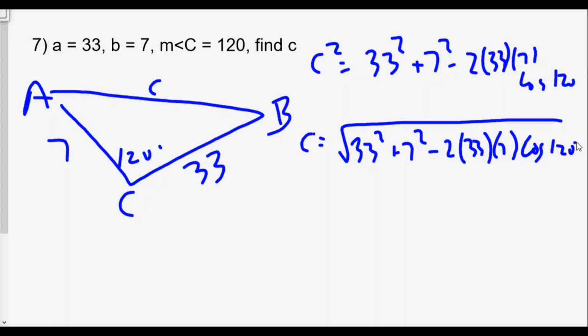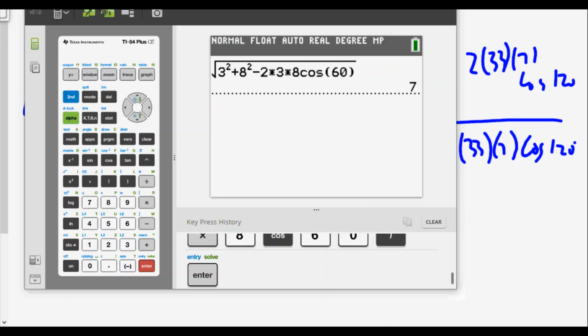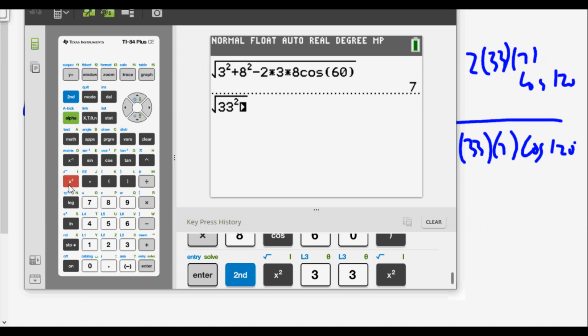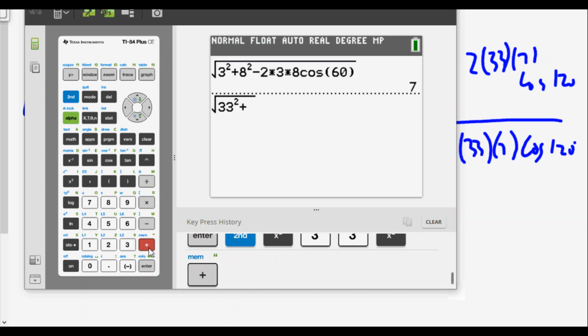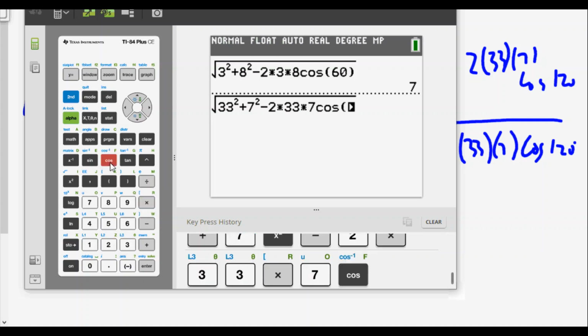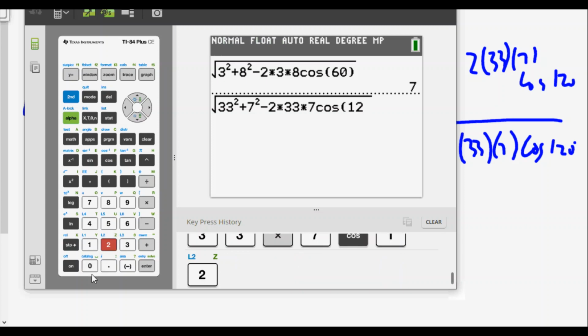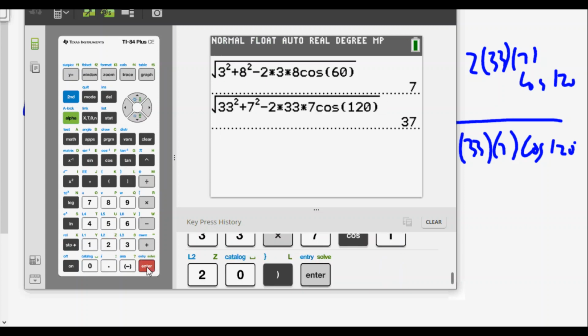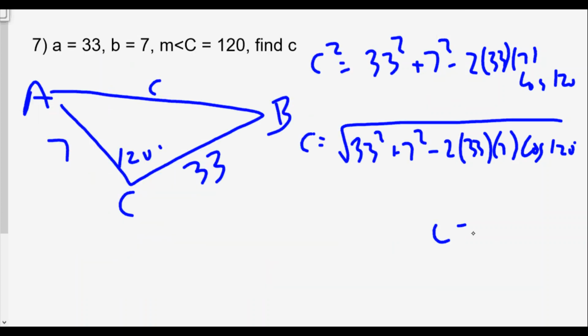Okay, so again, we get a calculator. The square root, in this case, of 33 squared plus 7 squared minus 2 times 33 times 7 cosine of 120 degrees. And we get 37. All right, works out real nice again. So C equals 37.